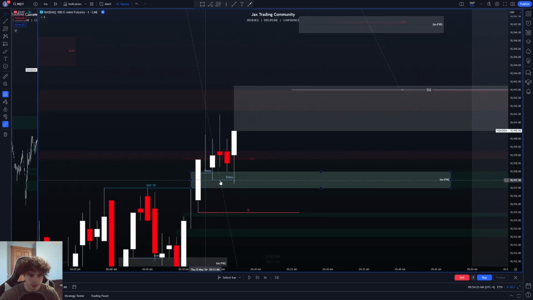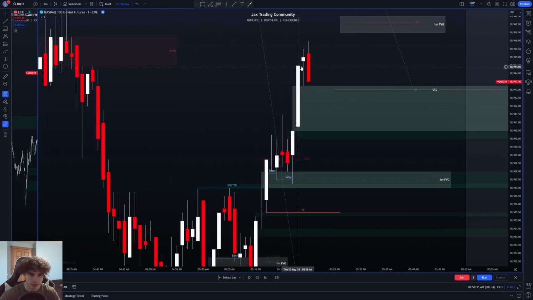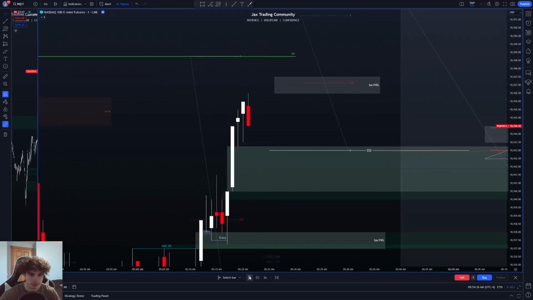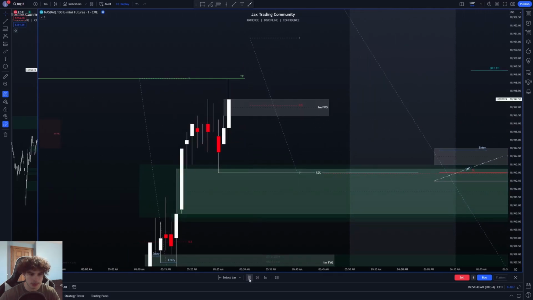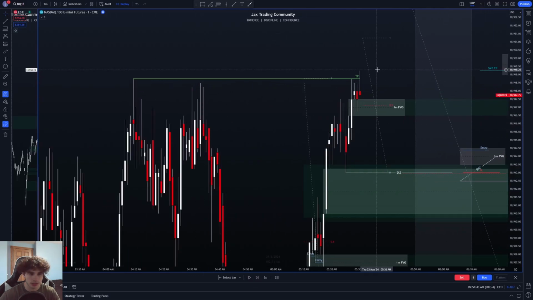We also come down, sweep this low. This could be another entry if you wanted to. But you can also see this wick right here is really bullish. So we have a massive candle up. Another fair value gap tap. Equal highs of the TP area, and then we take it.